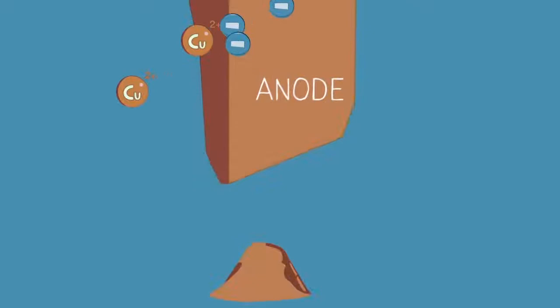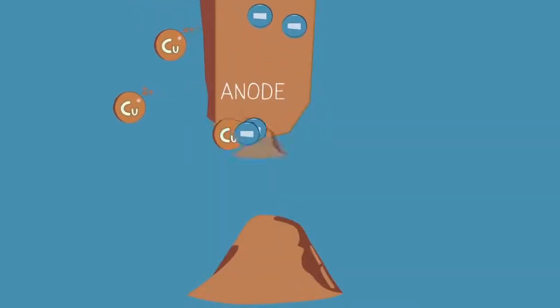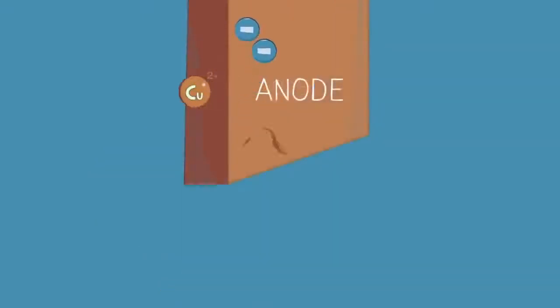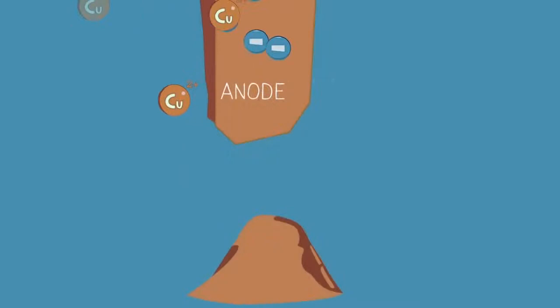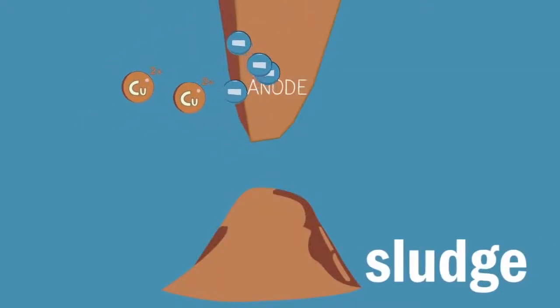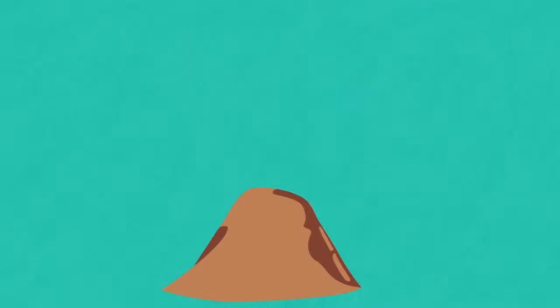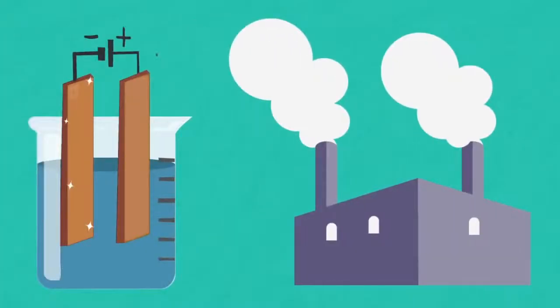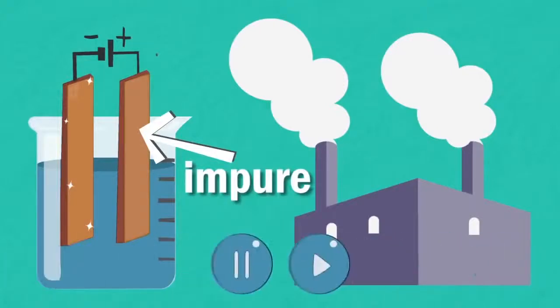What do you notice happens to the anode? Pause the video and continue when you're ready. You should have noticed that the anode gradually disappears and sludge is left at the bottom of the reaction vessel. Here's a challenge. Why do you think that industries might not throw away the anode sludge immediately? Remember, the copper strip at the anode is impure. Pause the video and continue when you're ready.